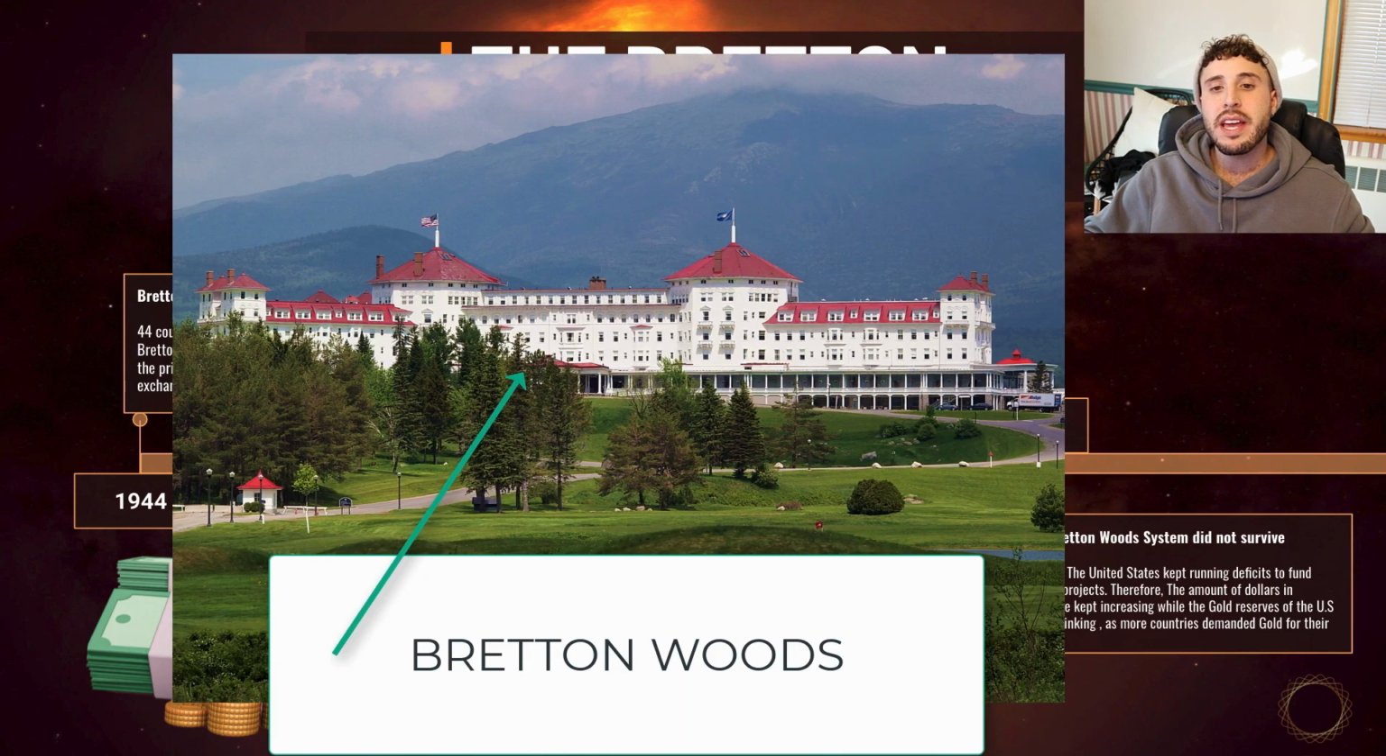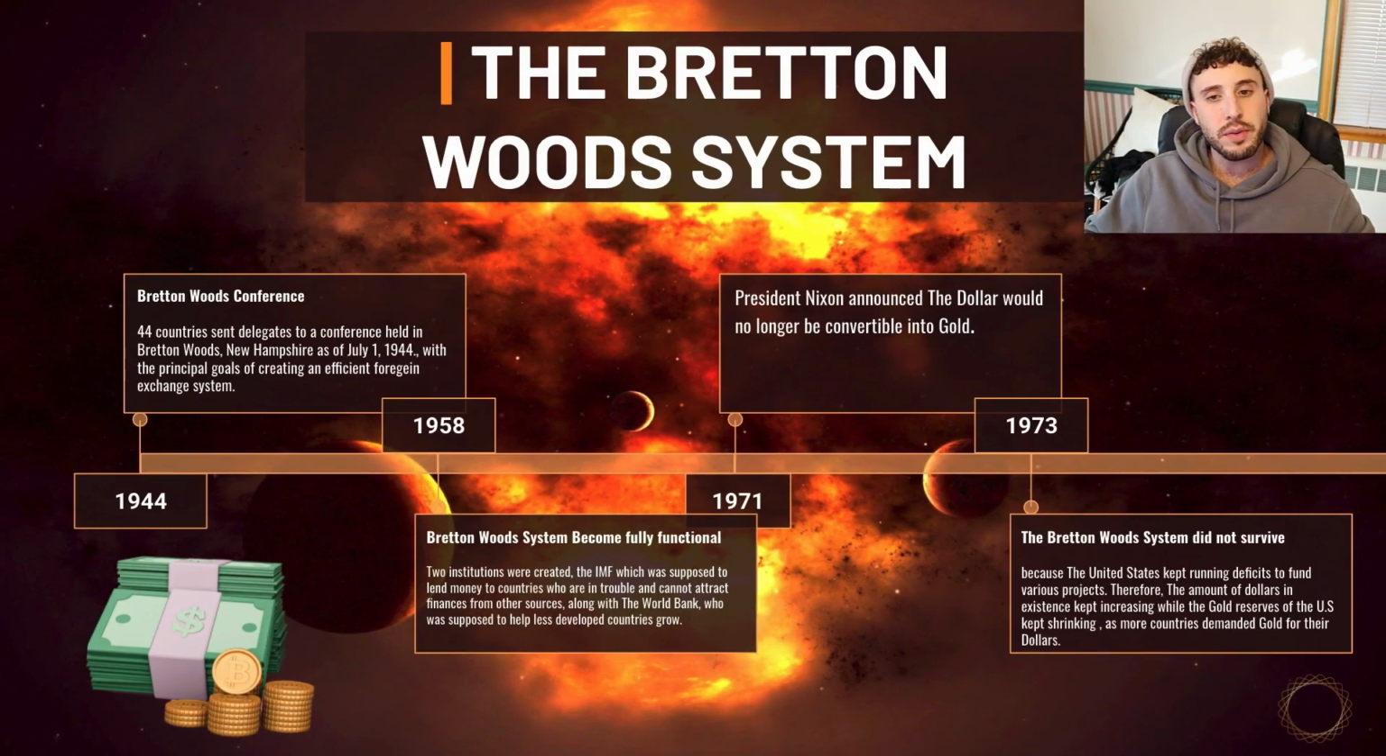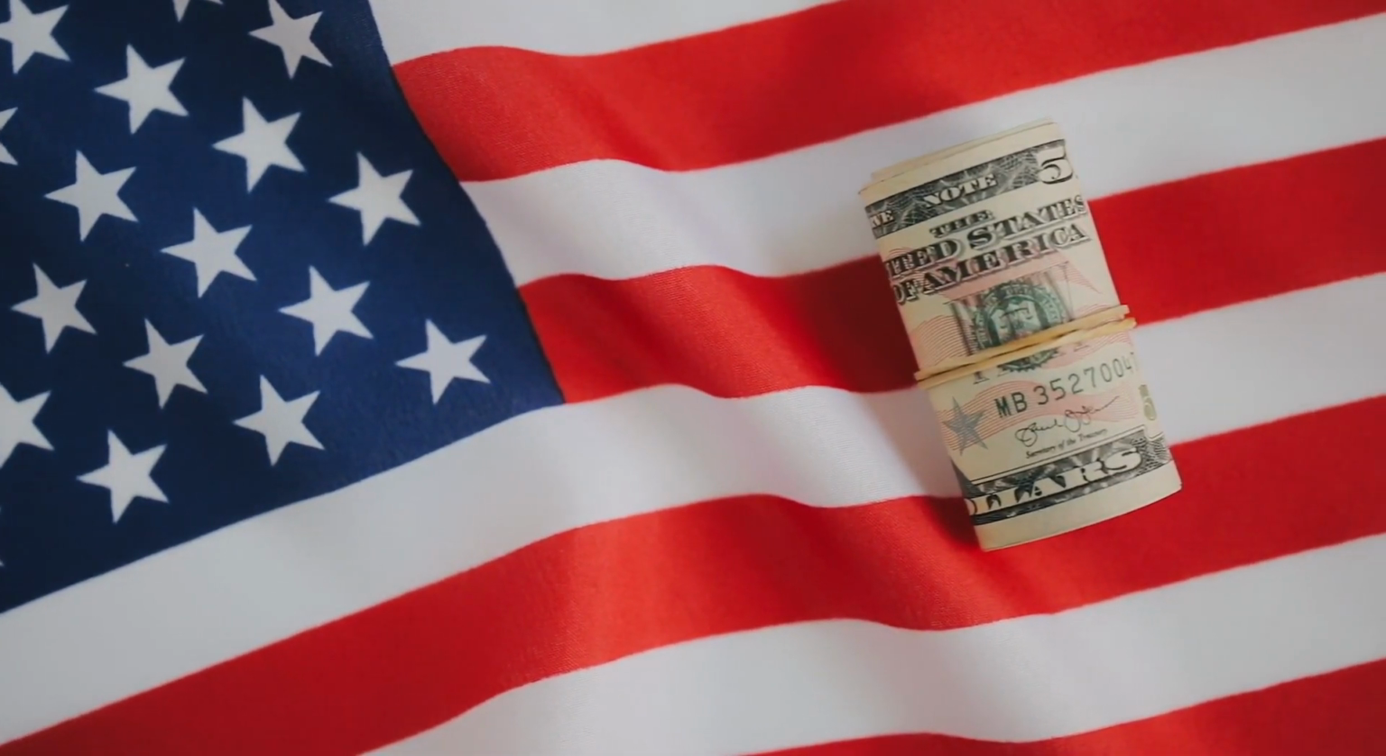The US held 2/3 of the world's gold reserves after the war and was obviously the most influential player, and ultimately all currencies got linked to the dollar, as the dollar was linked to gold. So all these other currencies across the world pegged their currency against the dollar, which then was pegged and linked against gold.